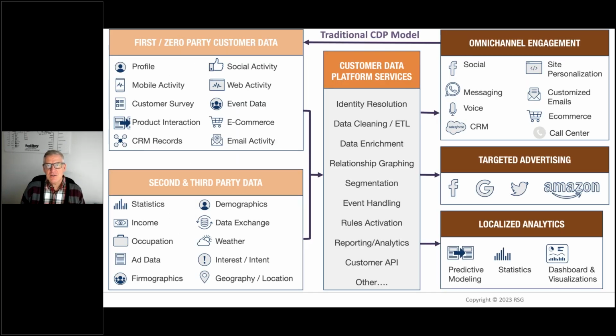So here's a traditional CDP model. You've probably seen models like this, where you've got source data, first-party data, zero-party data, second and third-party data in various forms, flowing into some customer data platform or other environment where there's a number of services that get applied to that data, like resolution, cleaning, enrichment, segmentation, and so on and so forth. And then you push that data out to any number of different environments, both omni-channel engagement, paid media, potentially localized, or even enterprise analytics.